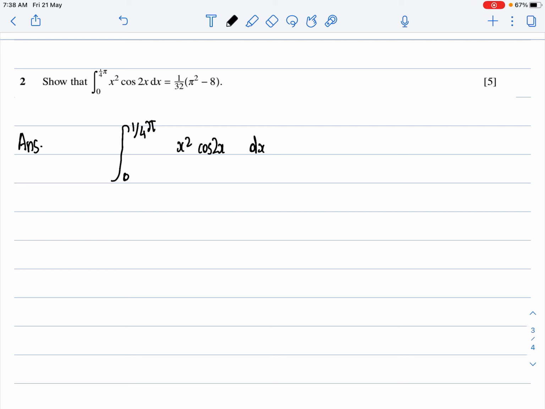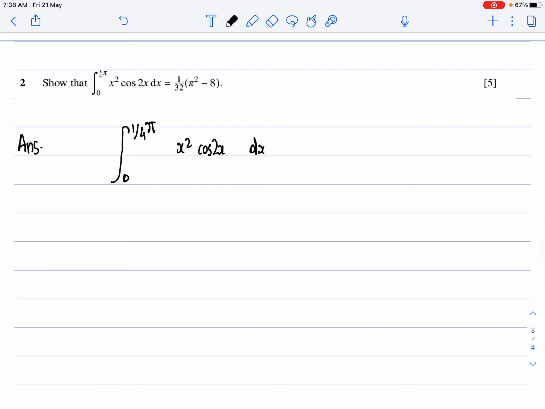This is the second question of the paper. So I have written the question again for your reference, and this is 1 over 4 pi. Okay, just because it's cut out. So yeah, it's 1 over 4 pi.